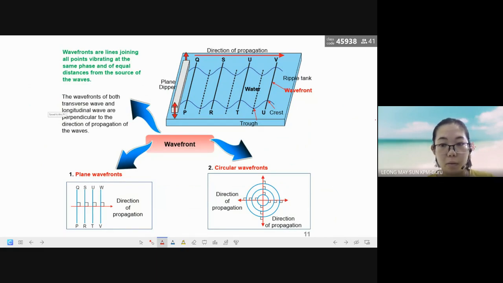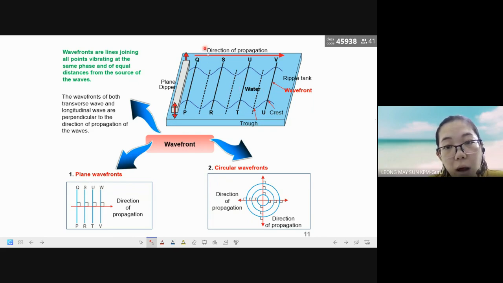Even though it's moving in a circular manner, it is still 90 degrees to the direction of the wave propagation. So these lines are imaginary lines, because they are the same distance away from the source of vibration. This is known as the circular wavefronts and the plane wavefronts also. Normally wavefronts are the crest.